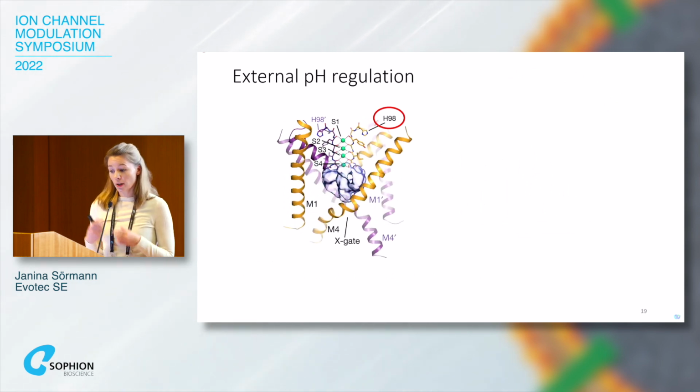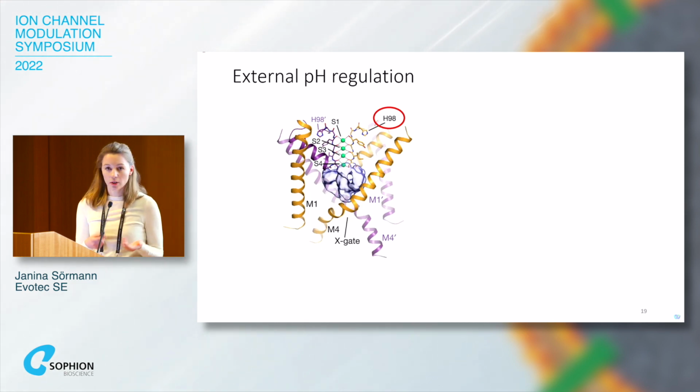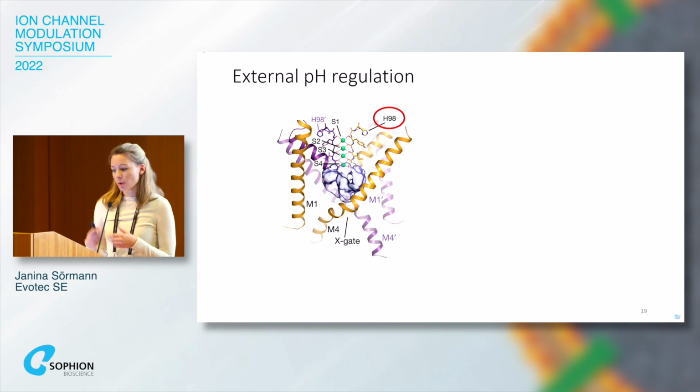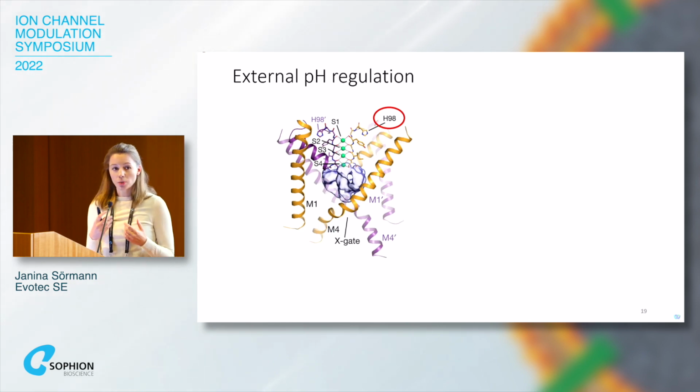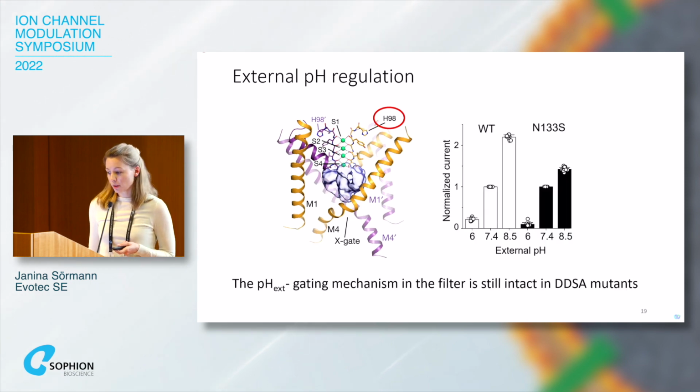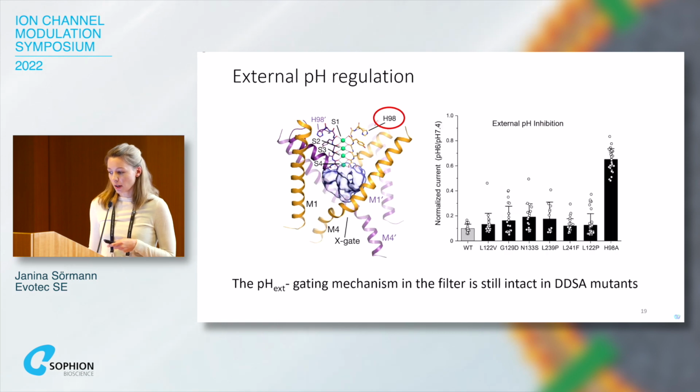We have two gates in TASK-1: the X-gate, and of course the selectivity filter. We wanted to understand if these mutations also interfere with the selectivity filter, and therefore we performed pH experiments. We found that the mutants, like the wild type, are activated at high pH and inhibited at low pH, and this is true for all the mutations. As a control, we also mutated the pH sensor, and we found that these mutations only affect the X-gate but not the filter gate.